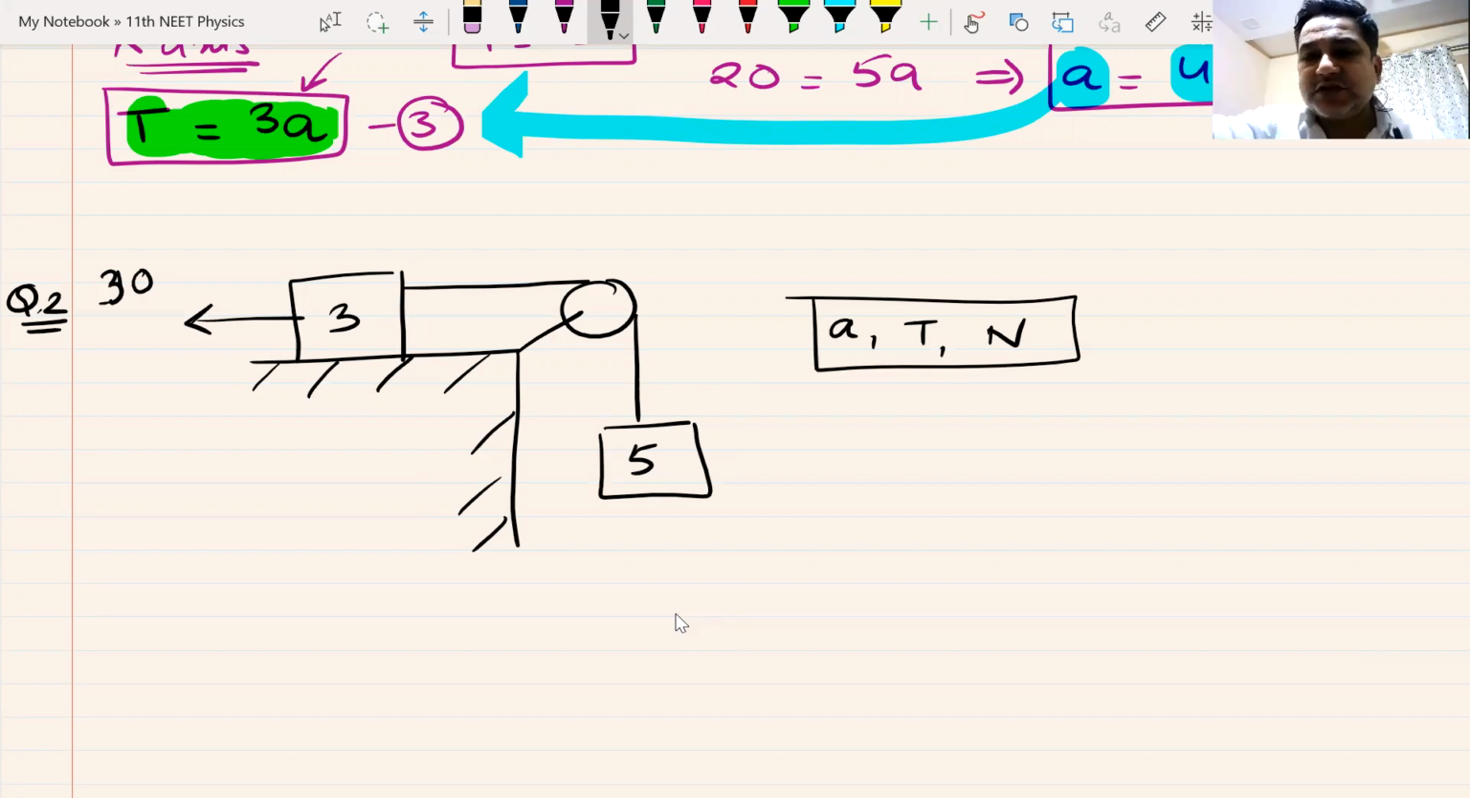Again, I ask the same questions here. What is the tension? What is the acceleration? And what is the normal reaction from the ground? Three questions. I hope you are able to give me the answer of these three. How many of you are trying the questions? Can you raise hands?